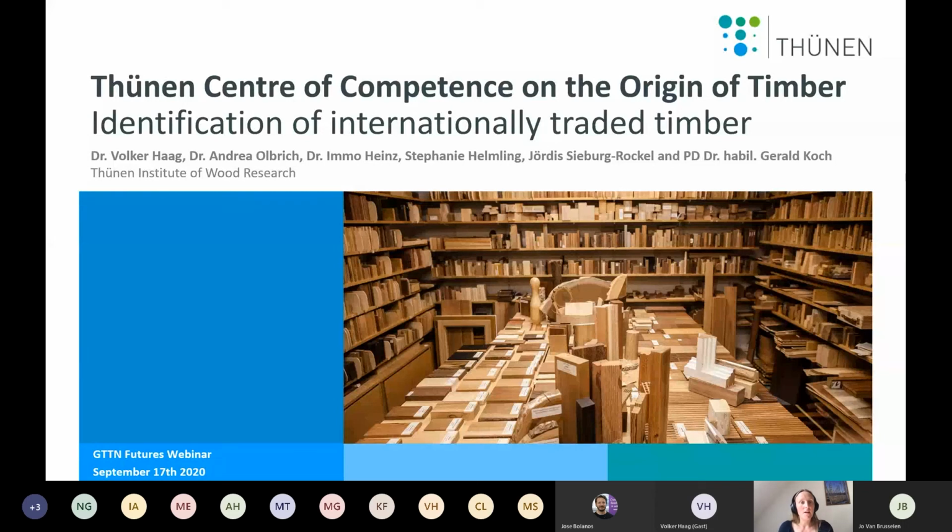Yeah, thank you for giving us the time to show you something about our Thünen Center of Competence on the origin of timber and how we are doing the identification of internationally traded timbers. And as we just discussed a few minutes ago, it would be worth having such labs at least on every continent. So it's maybe interesting to see how we are dealing with it. Can you please go ahead with the next slide?